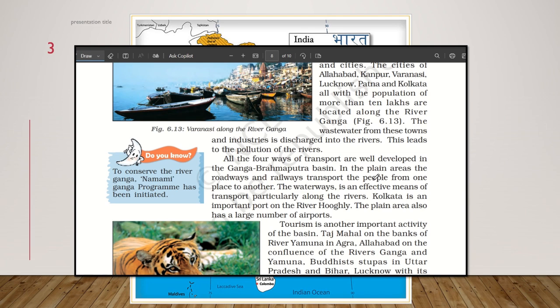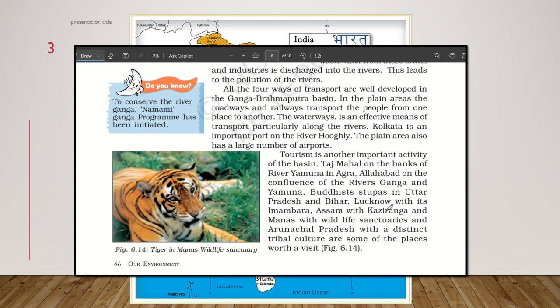All four ways of transport are well developed in the Ganga Brahmaputra basin. Which are those four ways? Just comment that. In the plain areas, roadways and railways transport people from one place to another. Waterways are an effective means of transport, particularly along the rivers. Kolkata is an important port on the river Hooghly. The plain area also has a large number of airports.